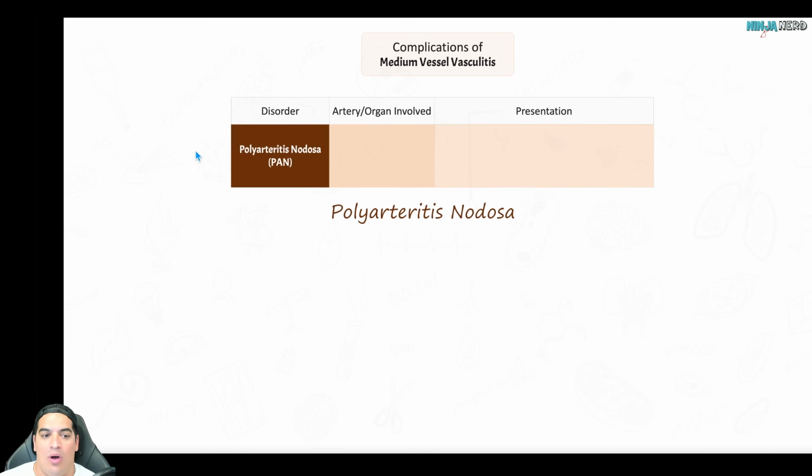Let's now move to medium vessel. For medium vessel vasculitis, the big one, the heavy hitter, the Mac Daddy of this one is polyarteritis nodosa. And it's within the name. This son of a gun does almost every artery possible except for those going to the lungs. And so when you think about this, one of the big ones that it likes to hit is the vessels that supply the nerves, the peripheral nerves.